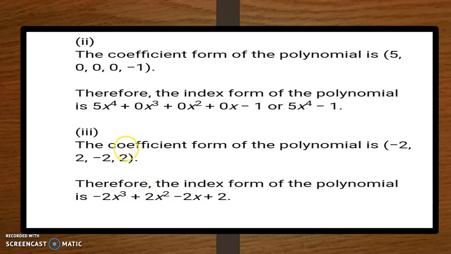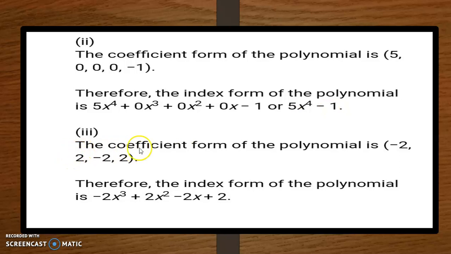Second one, the polynomial is given in the coefficient form as 5, 0, 0, 0, minus 1. So here if you see, it has 5 coefficients. So the degree of the polynomial is 5 minus 1, which is equal to 4. So the first coefficient we'll write with the highest index: 5x raised to 4 plus 0x cube plus 0x square plus 0x minus 1, which can also be written as 5x raised to 4 minus 1.